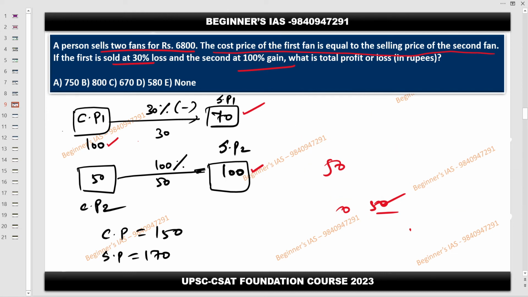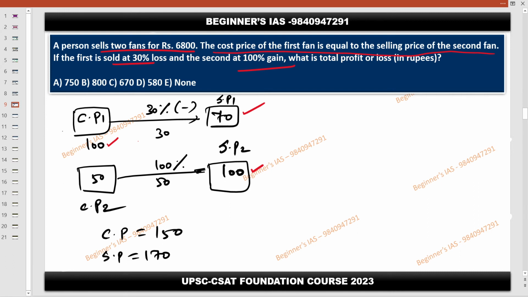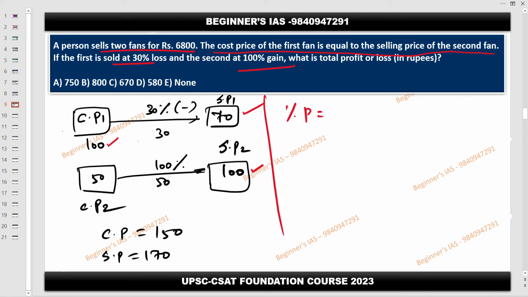Yes, sir. So after this, you can get the total CP here, then SP here. Then what would be the profit percentage actually? Percentage profit is equal to 20 by 150 into 100, isn't it? Yes or no? Then, what is the profit percentage?